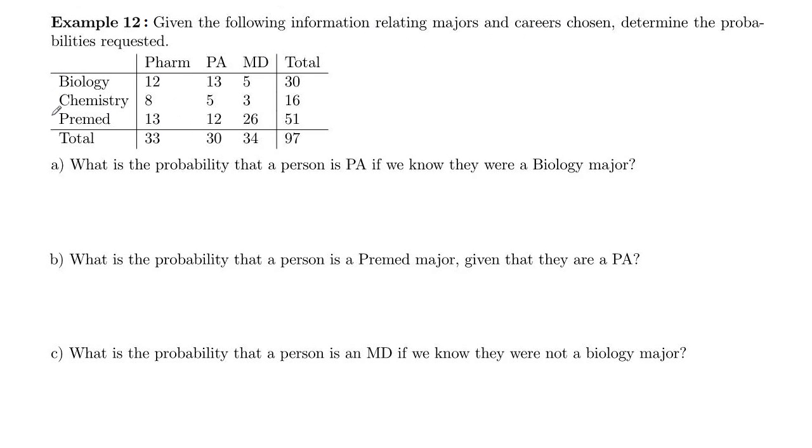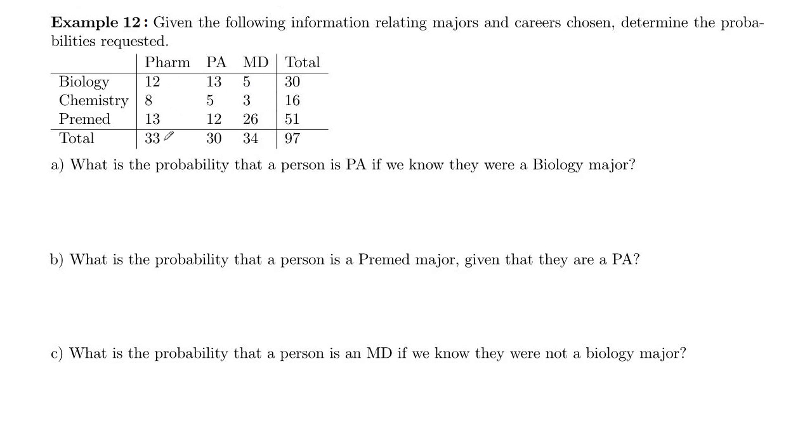Over here is our major. So we had biology majors, chem majors, pre-med majors, and had pharmacists, PAs, and MDs as the careers that were pursued out of those majors. So the row total here, for example, is saying we had 30 biology majors, 12 became pharmacists, 13 PAs, and 5 MDs. Chemistry, we had 16 chem majors, 8 pharmacists, 5 PAs, 3 MDs, etc.